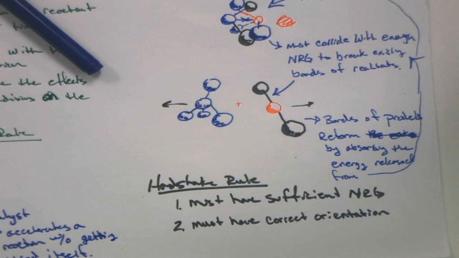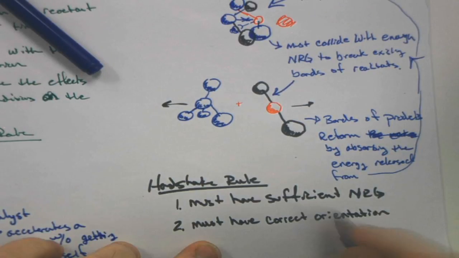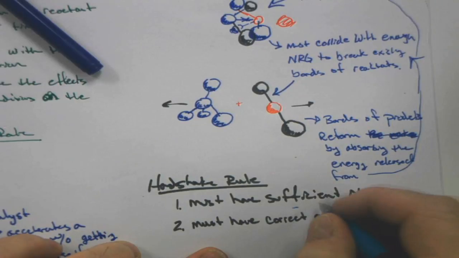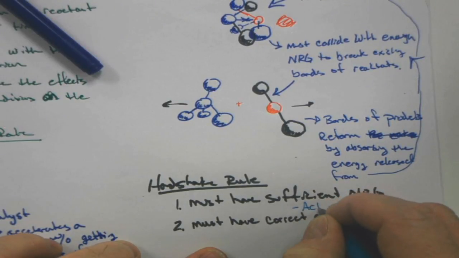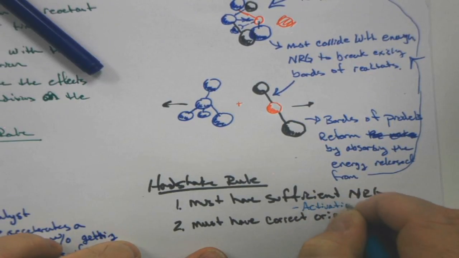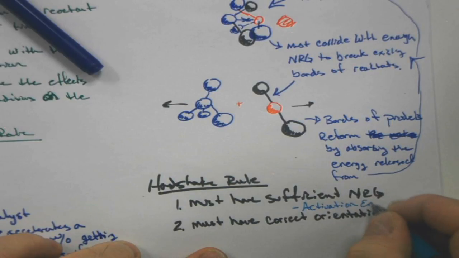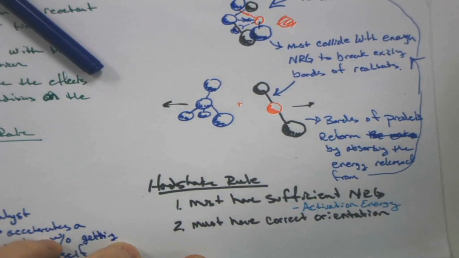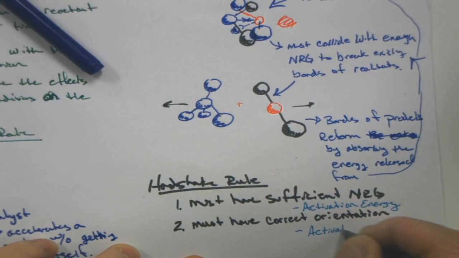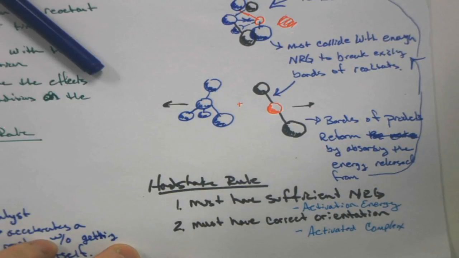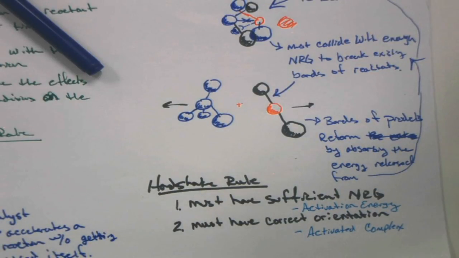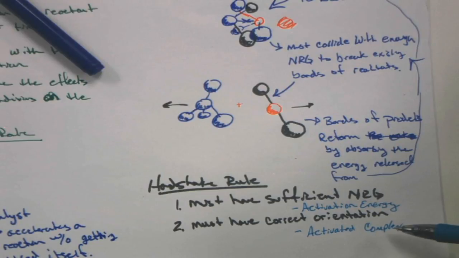So these have names associated with them. This one, must have sufficient energy, is called the activation energy. That is the activation energy. The correct orientation is when it becomes the activated complex. And this is what you get when they collide with enough energy.